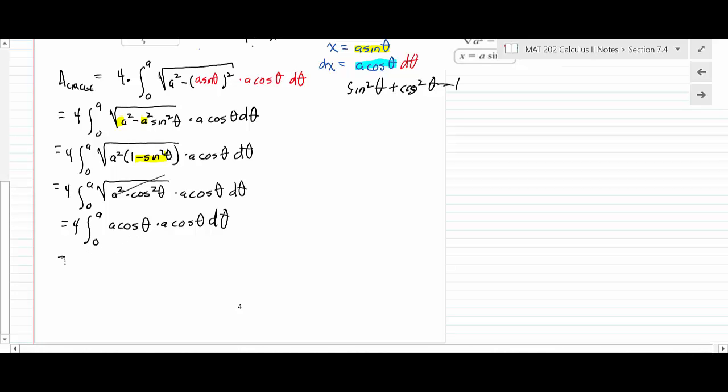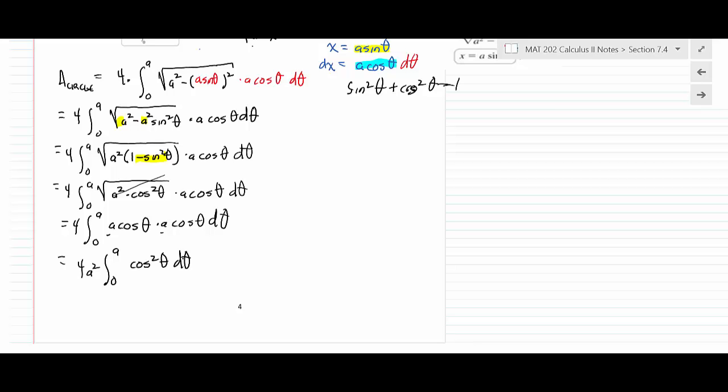Now this a is a constant, so I'm going to pull it out. A times a is a squared, so that's going to give 4a squared times the integral from 0 to a, and that will leave us with cosine squared theta d theta like that. Let me pause there for a second to let you catch up with your writing and see if you have any questions about anything I've done there.